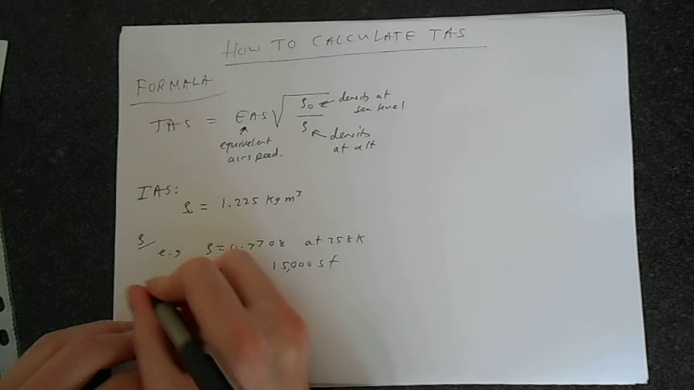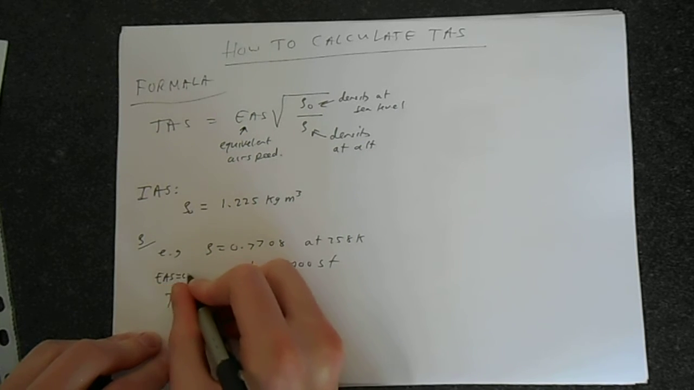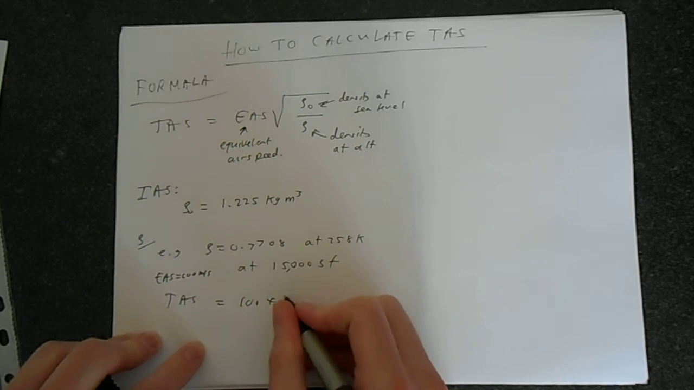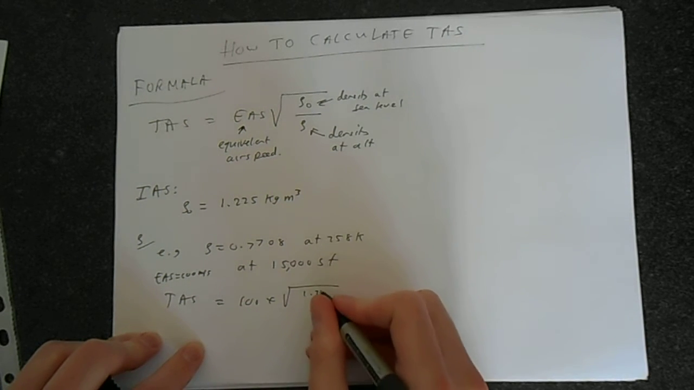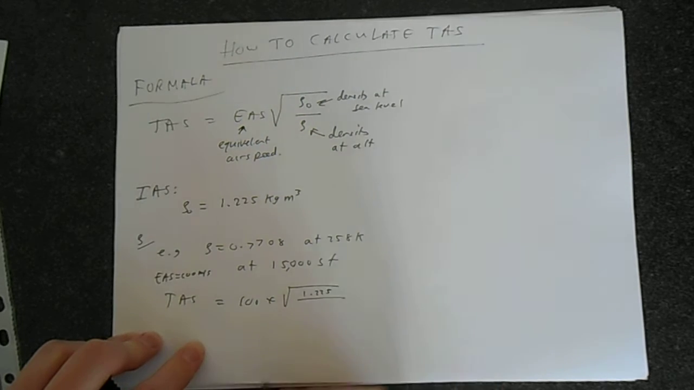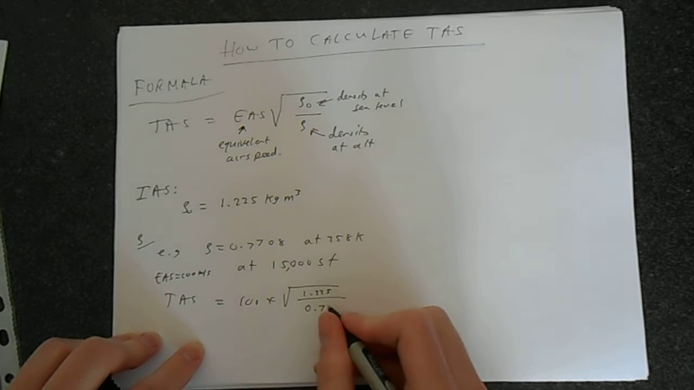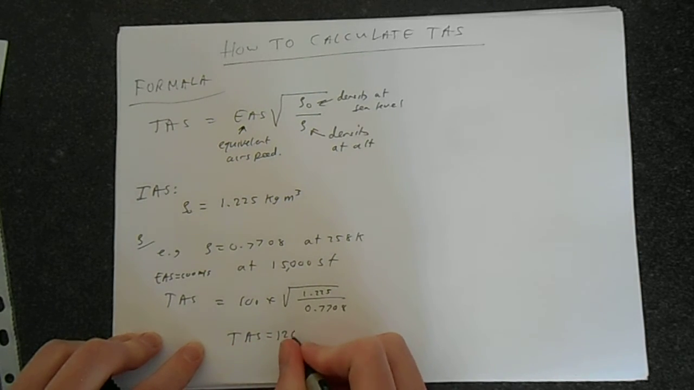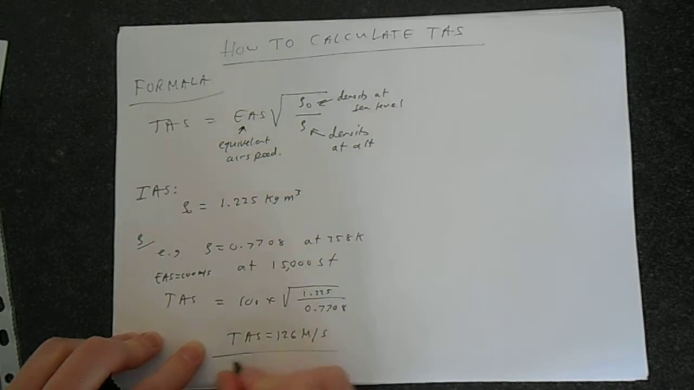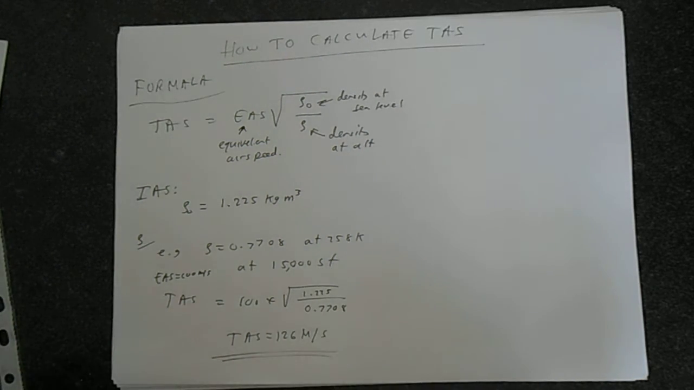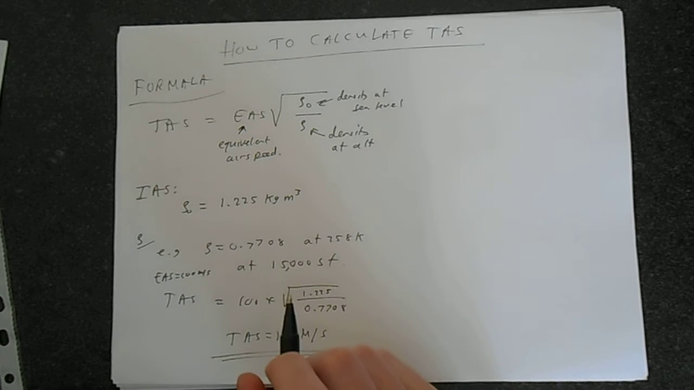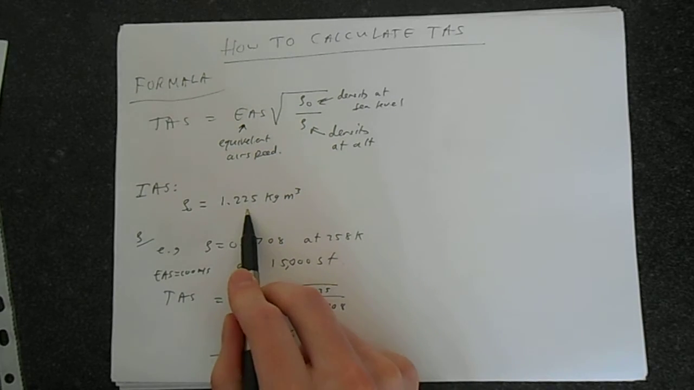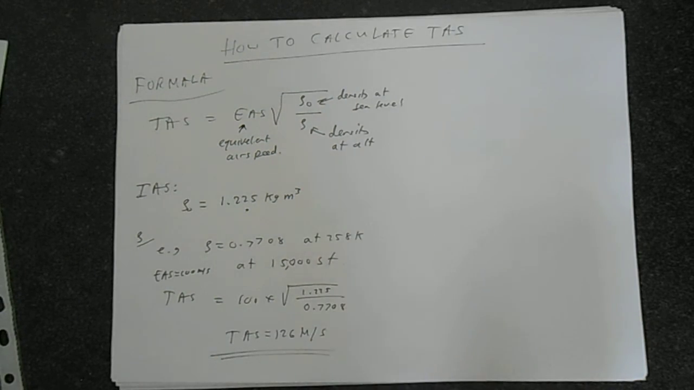Let's say that equivalent airspeed equals 100 meters per second. So true airspeed would be 100 times the square root of 1.225, that's our rho naught, divided by 0.7708, and that would give us a true airspeed of 126 meters per second. So there's a basic calculation. So you need to get the International Standard Atmosphere tables. You can look those up very easily on Google. Rho naught is always this, and this is the equation.